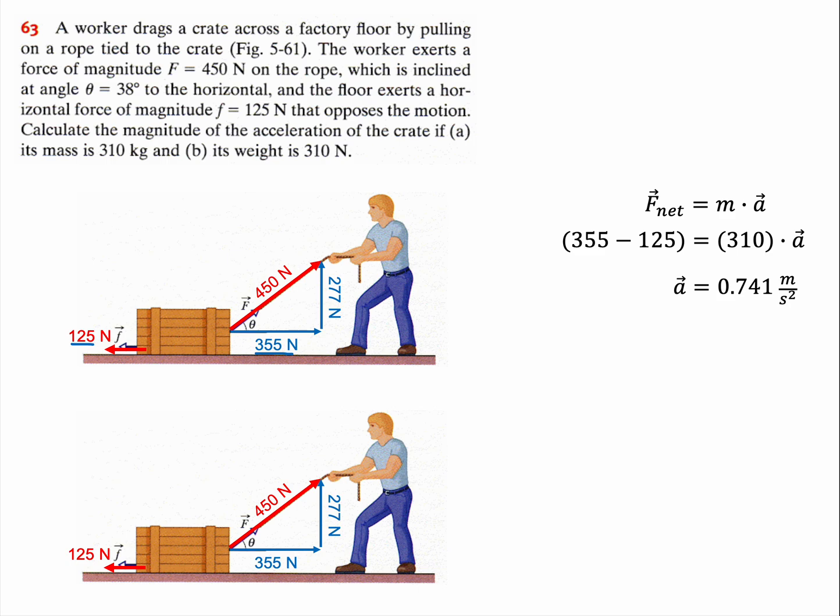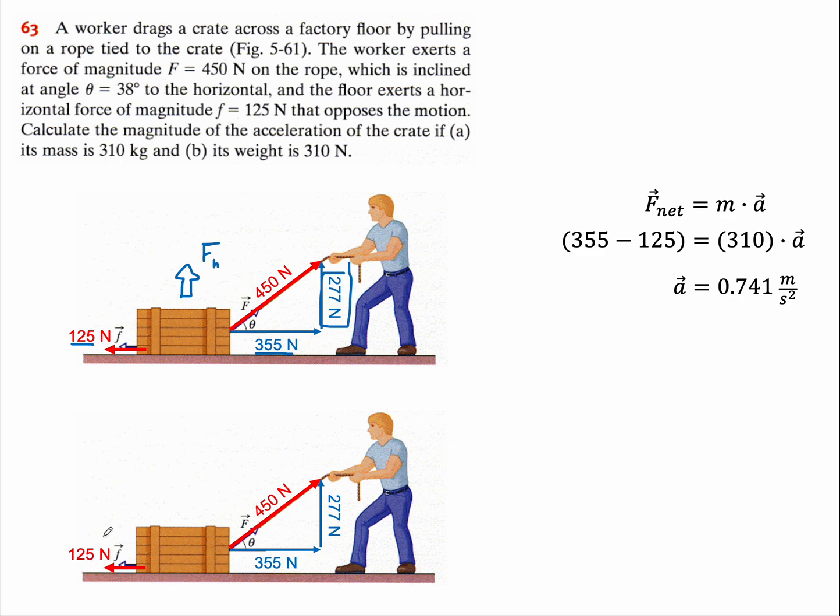We do it now for part B. You might say, wait a second, what's happening here with this vertical part? It's reducing the normal force by that amount. I didn't even draw it on here because it is less than normal force. The same thing is going to be true down here, even though the force of gravity is only 310 newtons.